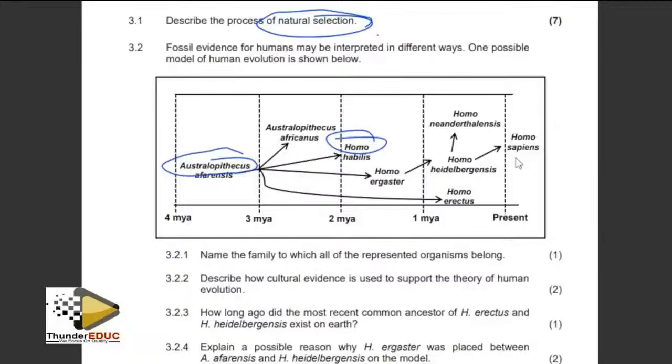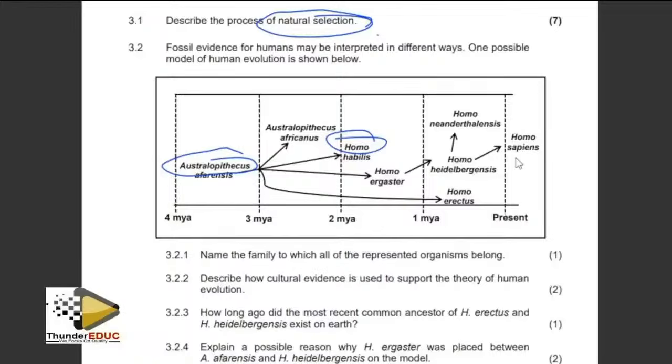To which family do humans belong? To which family do all the represented organisms belong? To which family do we belong? We belong to Hominidae. Yes.